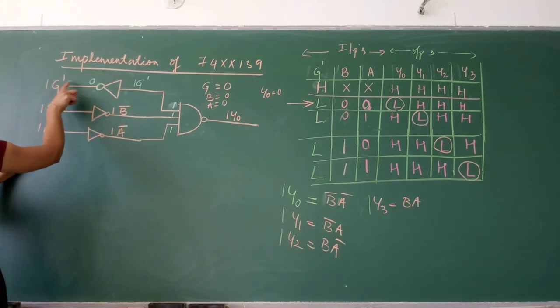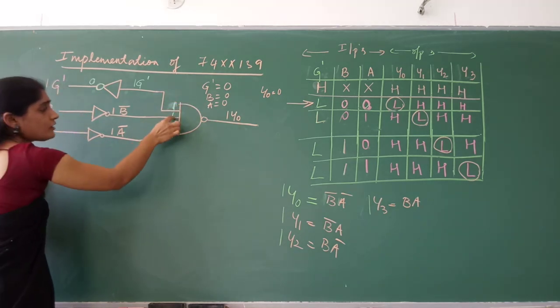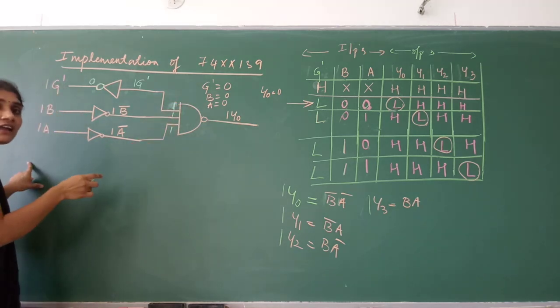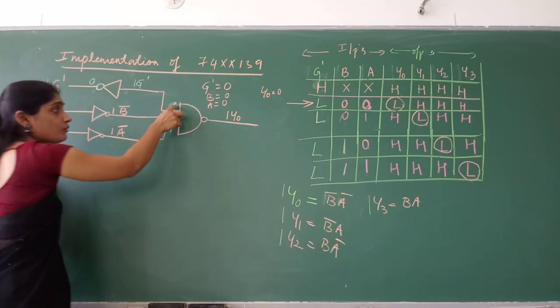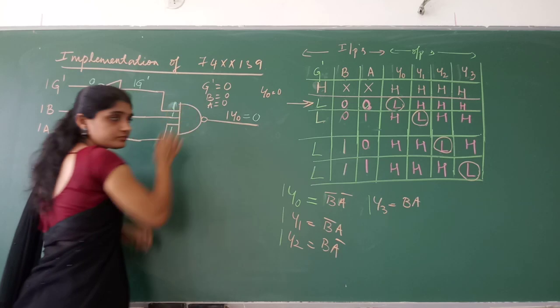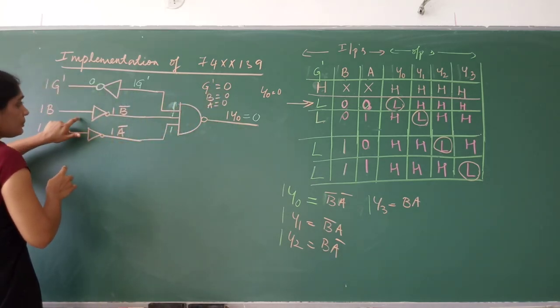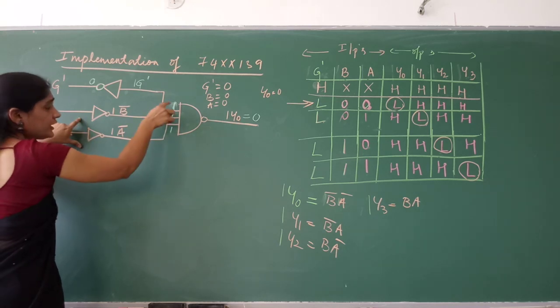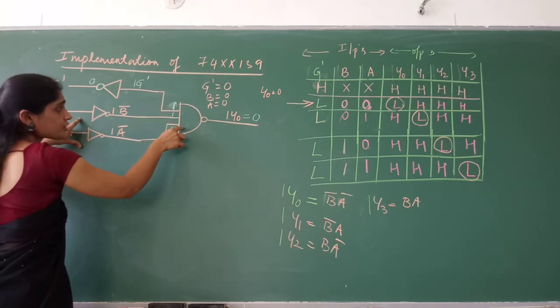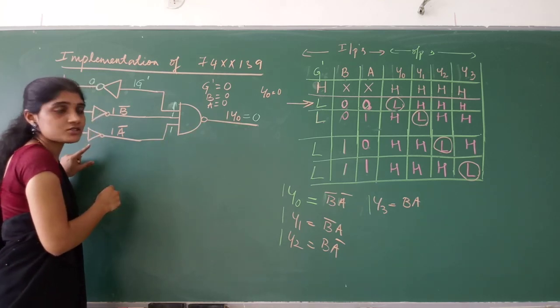So if you are giving G dash as 0, here you will have 1. So 1, 1, 1. What is the output of a NAND gate? For an AND gate, 1, 1, 1 gives 1, but for a NAND gate it is 0. So if you give G dash 0, A 0, B 0, at the inputs of the NAND gate you are going to get 1, 1, 1, so the output is 0. This is how your circuit is going to work.